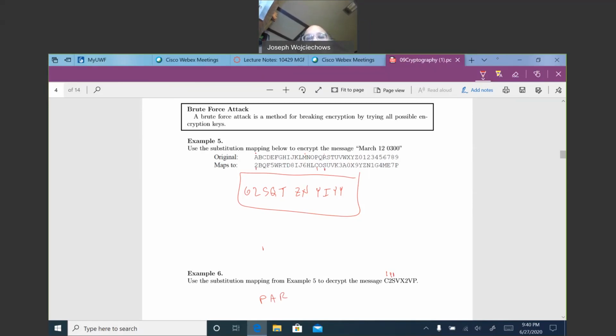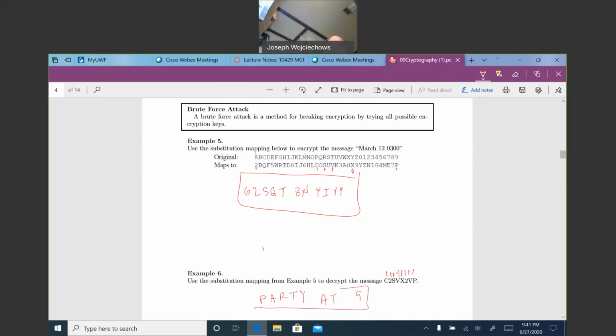Then we're looking for V, which is here, and that's a T. Then we're looking for X, which is here, and that's a Y. Then we're looking for 2 again, which is an A. Looking for V again, which is a T, and then we're looking for P. And P is right there, 9.